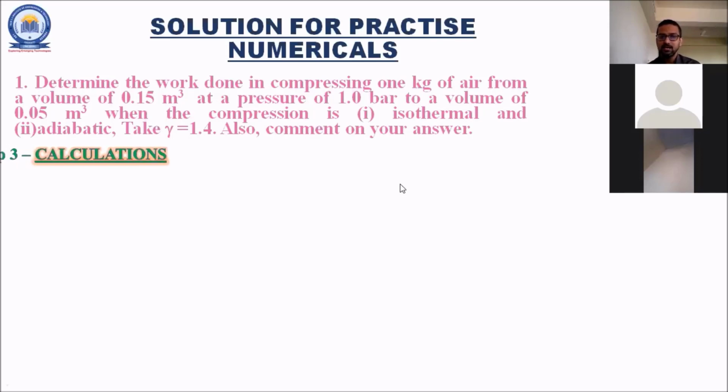So now I may ask roll number 43. Roll number 43, kindly give me the answer for the equation of work done during the isothermal process. Roll number 43, the equation for work done during the isothermal process.